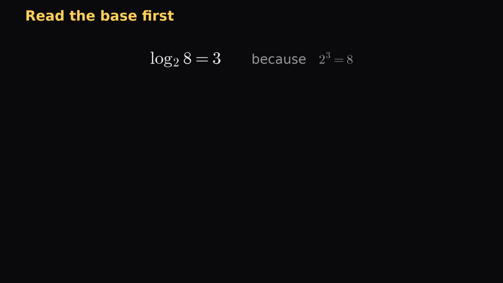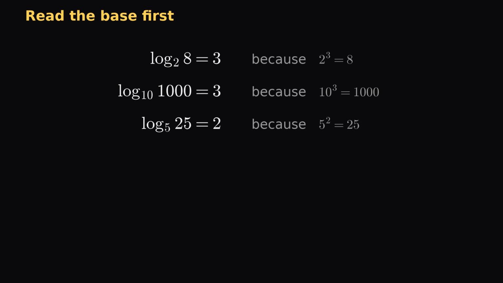Log base 2 of 8 is 3, because 2 cubed is 8. Log base 10 of 1,000 is 3, because 10 cubed is 1,000. Log base 5 of 25 is 2. And log base 9 of 3 is a half, because the square root of 9 is 3.